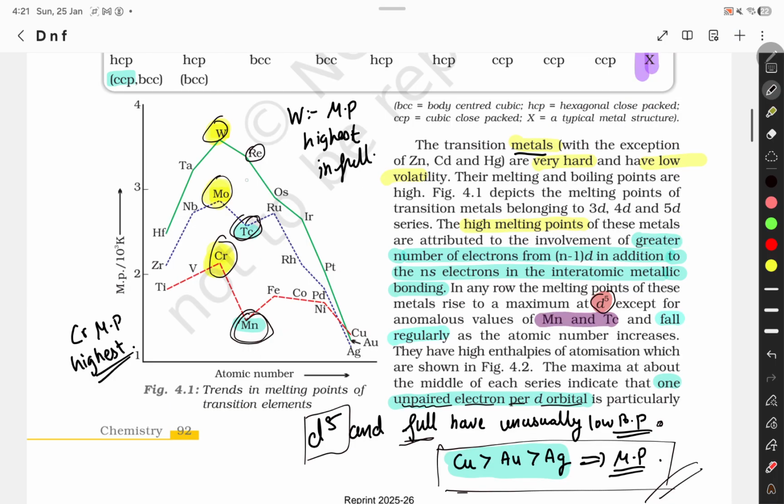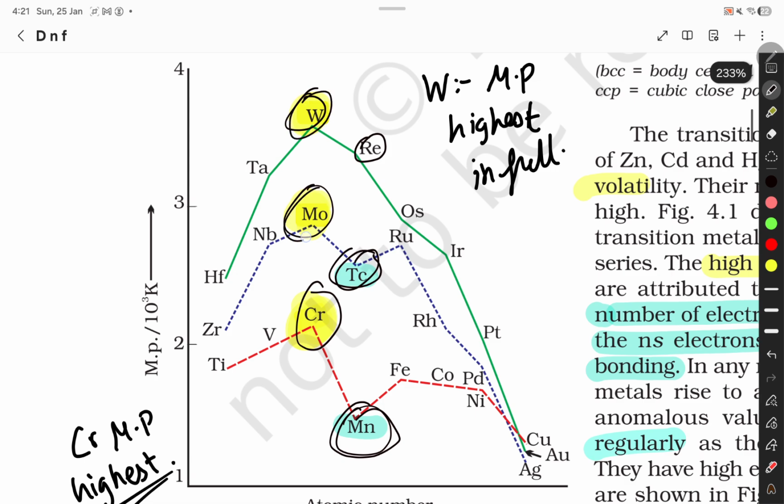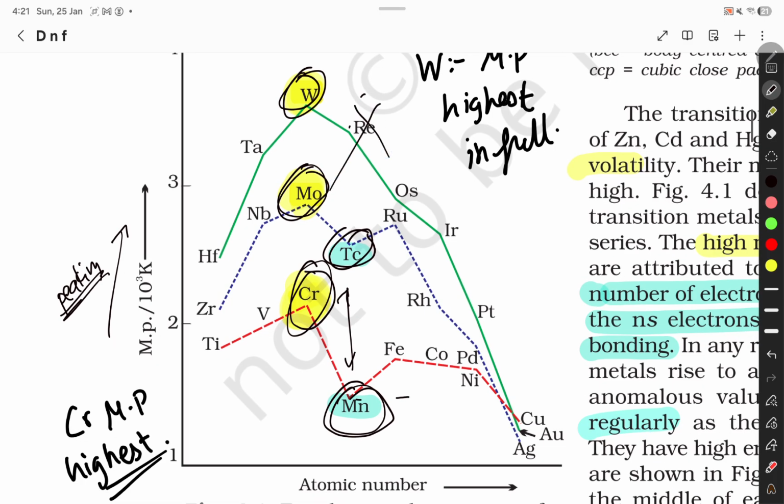Then the melting point order, we'll go just by the graph. W, Mo, Cr, peaking. Melting point is peaking at this point. Then Mn, Tc, Re, it's getting lower, except for this one. We can say that Tc and Mn, it is getting lower. That's almost the lowest. So Tc and Mn mainly, not Re.